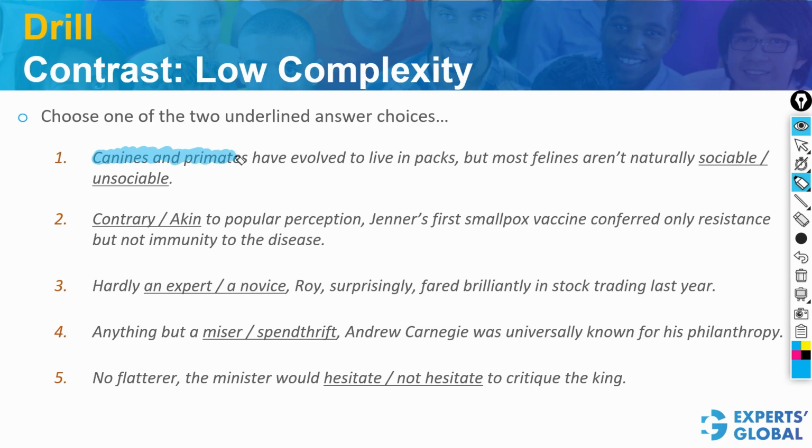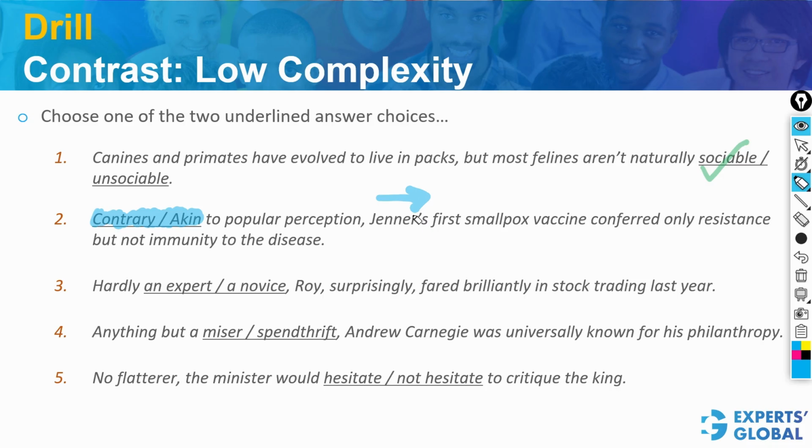Canines and primates have evolved to live in packs. And then we see a but here, so we can expect a contrast. Therefore, felines must not like living in packs. That means felines aren't sociable. See, we want to convey that felines are unsociable, but because we have a negative word here, we must select sociable. So felines are unsociable or felines aren't sociable. Sociable is the correct answer choice here. Whenever the blank appears very early in the sentence, the catch generally lies in the later part of the sentence.